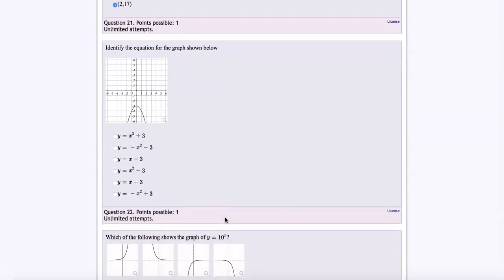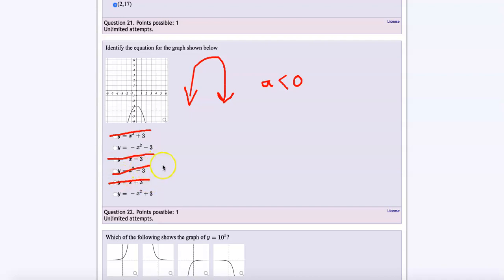Identify the equation for the graph. Okay, so I can see right now that this is a downward facing parabola. Because it's a downward facing parabola, the leading coefficient has to be negative. The leading coefficient, remember, is a, and a has to be negative. So we're not going to have this one. That's a positive leading coefficient. That's a linear equation. We don't want that one. That's another positive leading coefficient. That's another linear equation. Make sure that this is going to be an x squared. We do not want a linear equation representing a parabola.